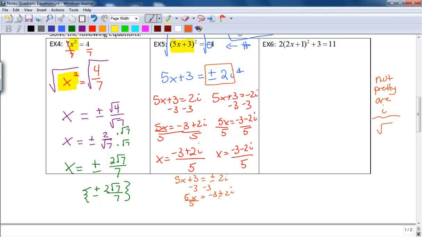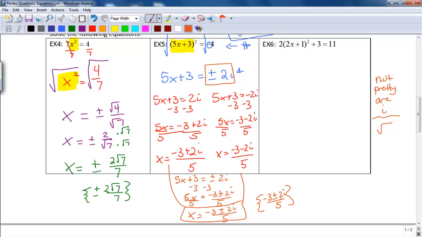And then I divide both sides by 5 just like I did before, and I get x is equal to negative 3 plus or minus 2i all over 5. Notice that here are the two answers that I got by splitting up. When you're not equal to a pretty number, there's no reason to split when you're solving for your variable. So the solution set, or my answers for this, are going to be negative 3 plus or minus 2i all over 5. Next one, example 6.